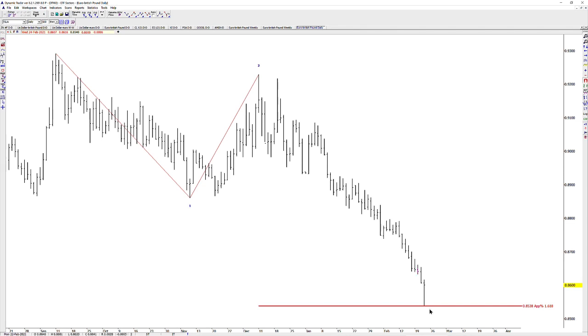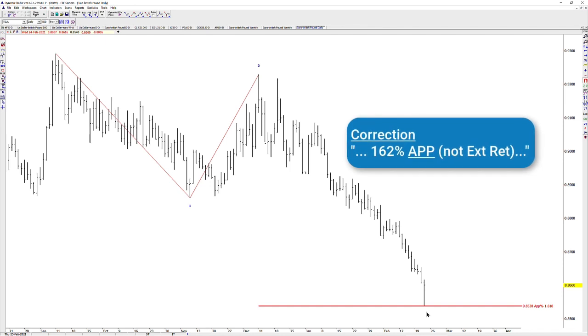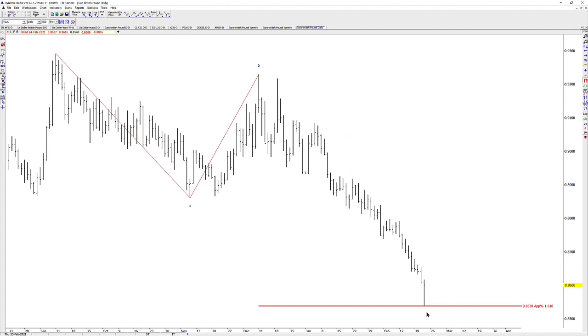Euro Pound has reached the 162% external retracement. That doesn't mean it's going to stop the decline or that's going to end the wave 3. Here's what we know. We know that we have 3 distinct sections down, probable 1, probable 2, and we know as of the last bar in the chart, the Euro Pound has reached the ideal price projection to complete a wave 3, around the 162% alternate price projection.